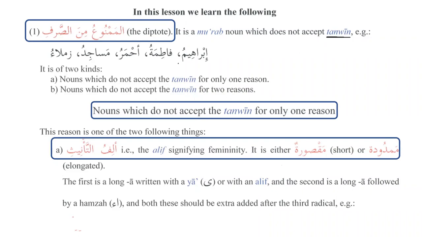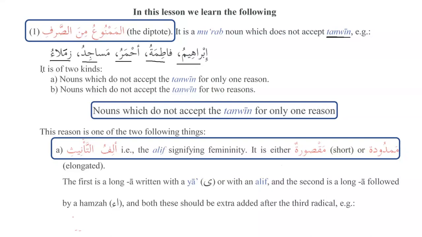For example, Ibrahimu, Fatimatu, Ahmaru, Masajidu, and Zumala'u. Now you should know why they do not accept tanween. Because Ibrahim is a non-Arabic name, the name of the Prophet. Fatimatu is a feminine Arabic name. Ahmaru is on the pattern of af'alu. Masajidu is on the pattern of mafa'ilu, and Zumala'u is on the pattern of fu'ala'u. So now it should be easier for us to understand how it works.